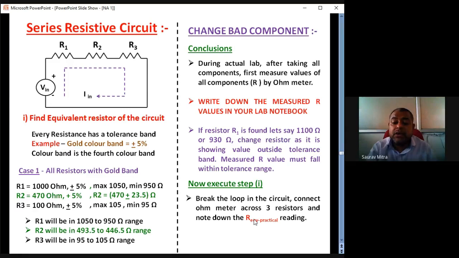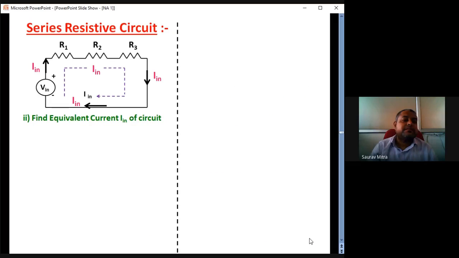But this happens only when you are in the lab. For now, whenever you experiment with some kind of circuit making software, it will be only the actual values, so 1000 plus 470 plus 100. In this slide I am showing you all the different cases when you are in the lab. So R equivalent theoretical is 1000 plus 470 plus 100, that is 1570.